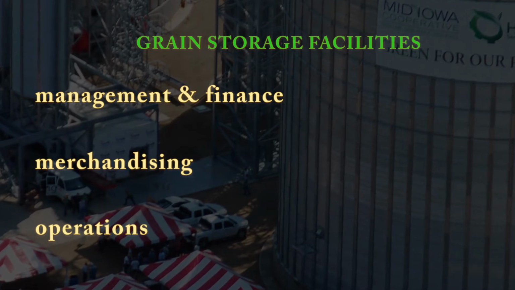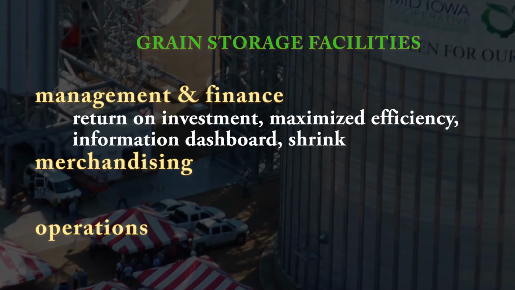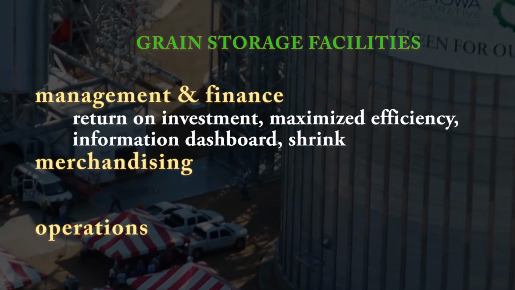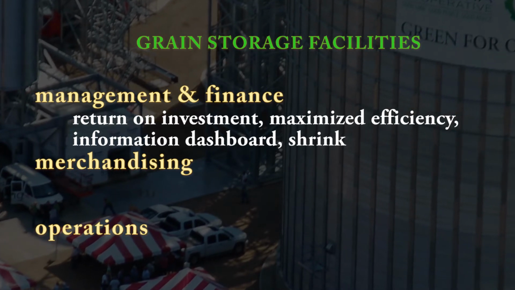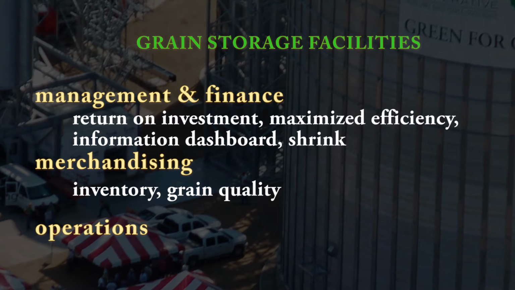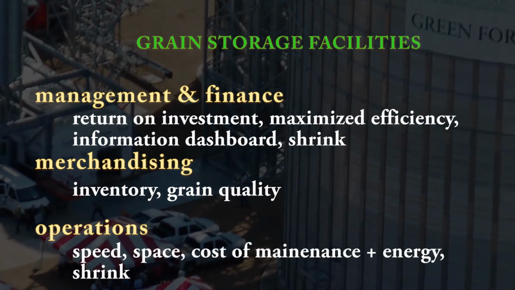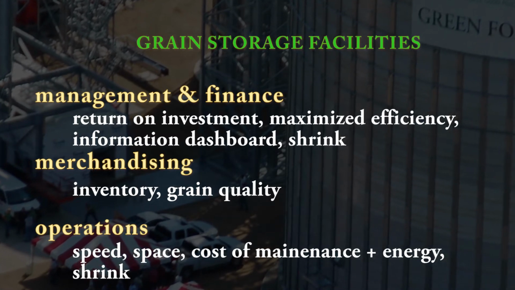Management is looking for return on their investment, maximized efficiencies, and having all their information in one place, a dashboard, and they're really concerned about shrink. Merchandising is interested in the inventory available and grain quality. And finally, we know that operations are concerned with speed and space. They're also concerned with the cost of maintenance and energy, as well as the amount of shrink occurring.